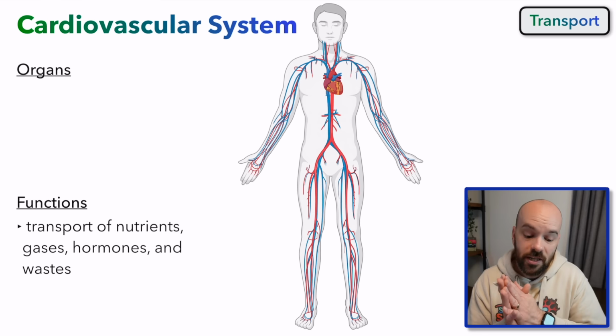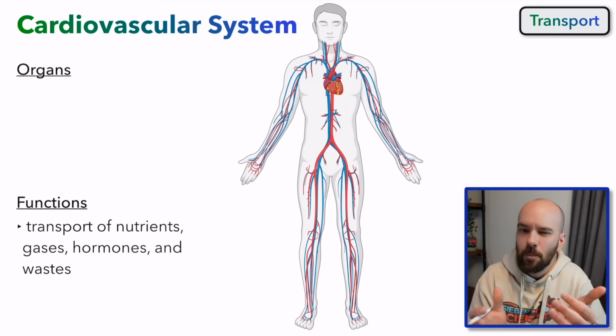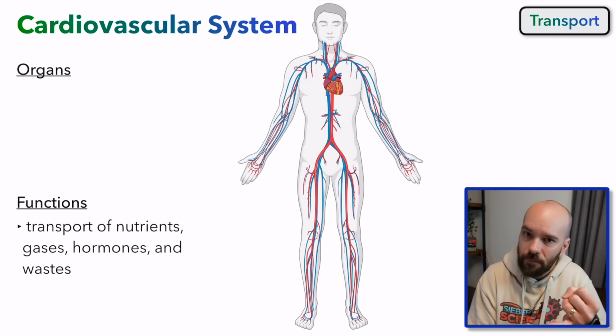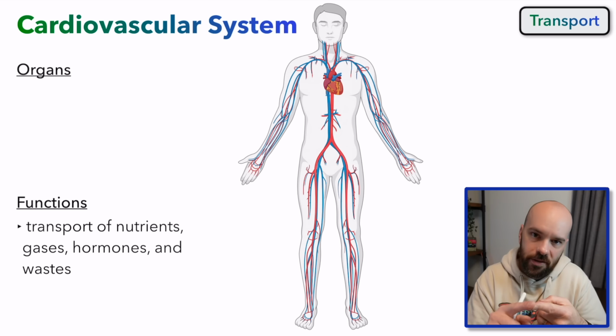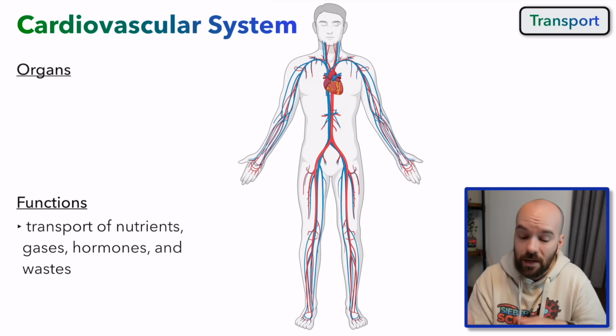Its function here is going to be transporting lots of stuff throughout the body. Blood is the main thing that you'll think of, but what is blood? Blood is mostly water. It's a lot of nutrients. It's going to have red blood cells and white blood cells. Red blood cells are going to transport oxygen. White blood cells are going to be immune system cells to fight off bacteria and other pathogens.